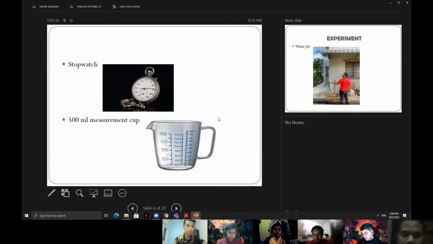We have a stopwatch. The function of the stopwatch is to record the time when the water spreads out from the hose pipe. Lastly, we have a 500 ml measuring cup, which we use to collect different volumes of water for the two types of hose pipe, straight line and closed loop.